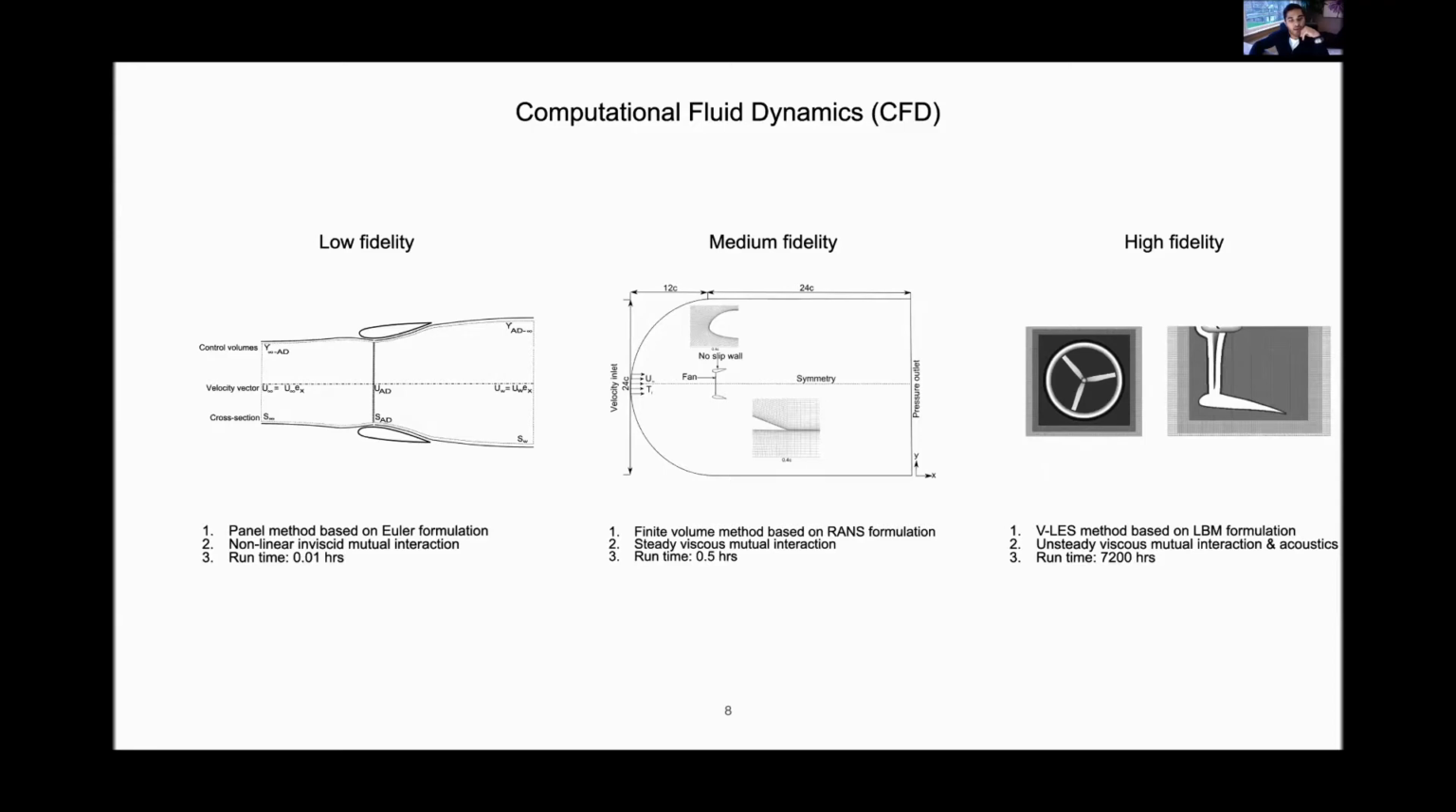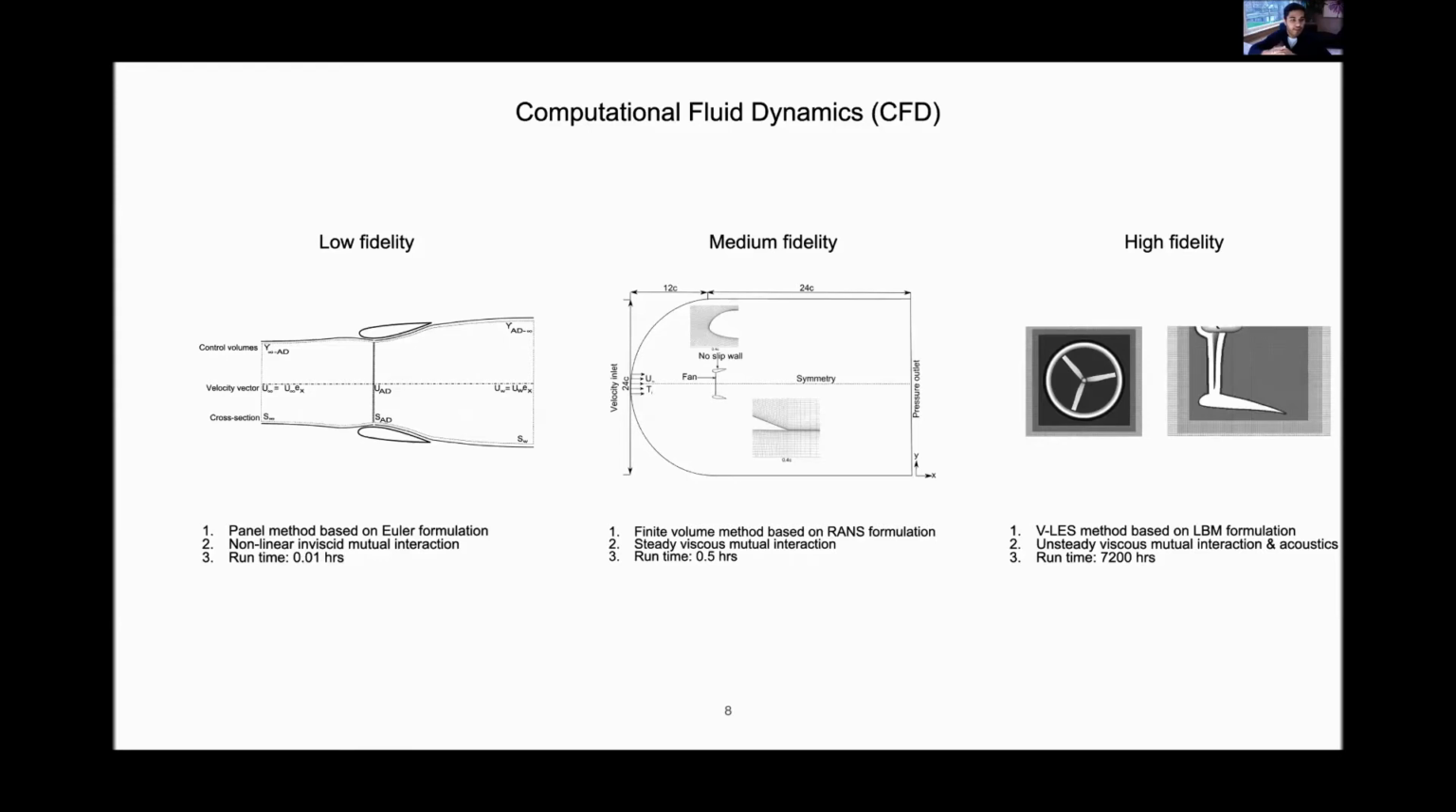So my approach to this problem was using 3 different fidelity models. In this case, we used a panel method, which is on the left. This panel method simply calculates the aerodynamic forces on the duct and the actuator disc, which is a simplified version of the rotor, using a panel method which is based on the Euler formulation. In that case, the mutual interaction between the duct and the actuator disc is inviscid, meaning that there is no viscous mutual interaction that is being accounted for.